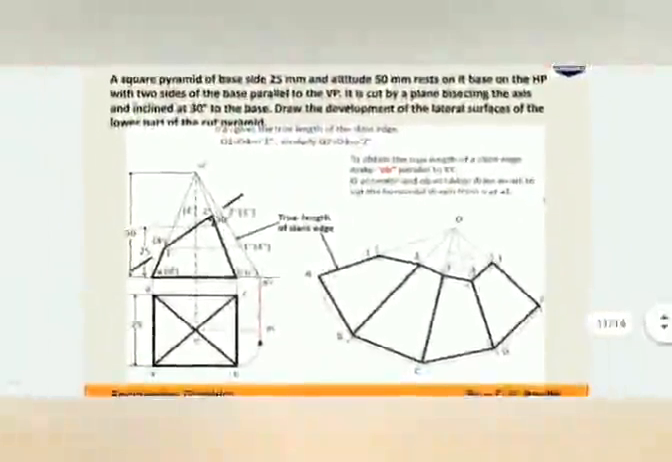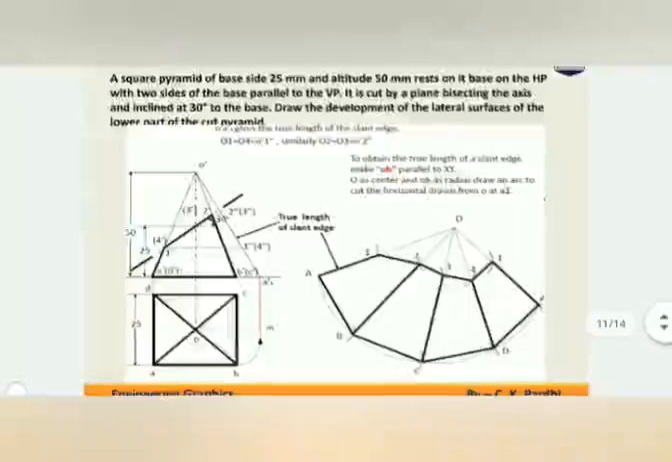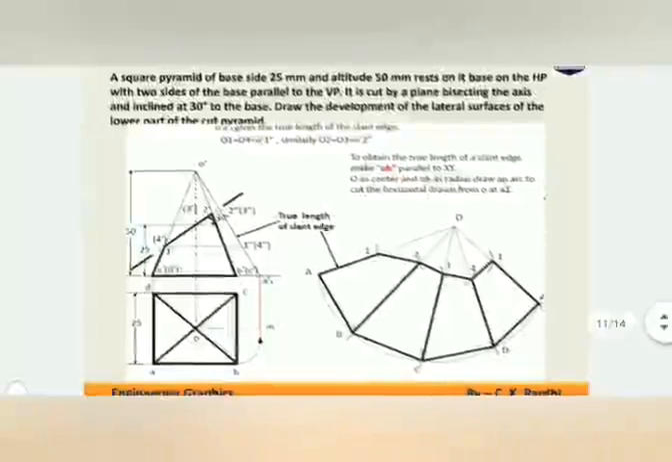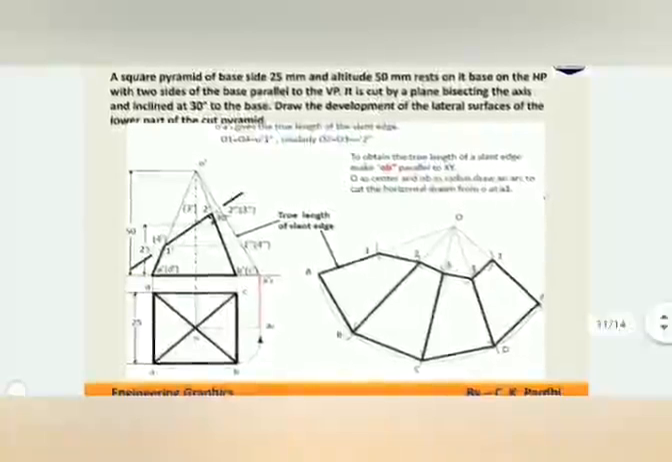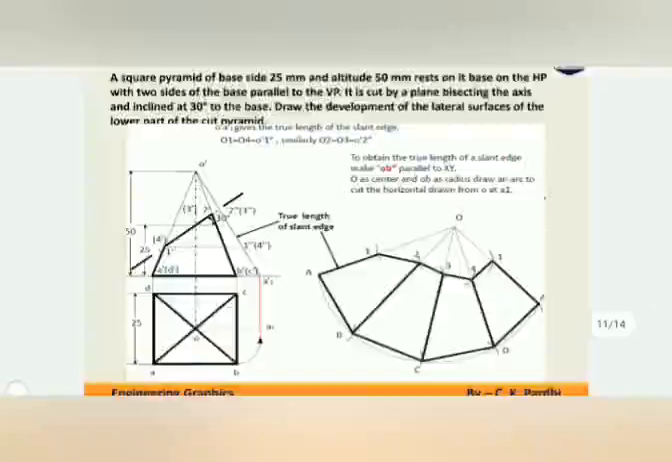This is the square pyramid. We have to draw the development of this square pyramid with the help of the radial line method. A square pyramid of base side 25 millimeter and altitude 50 millimeter rests on its base on HP with two base sides parallel to VP. It is cut by a plane bisecting the axis and inclined at 30 degree to the base. Draw the development of the lateral surface of the lower part of the pyramid.